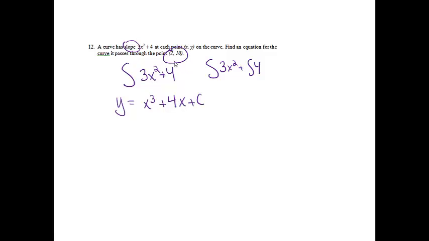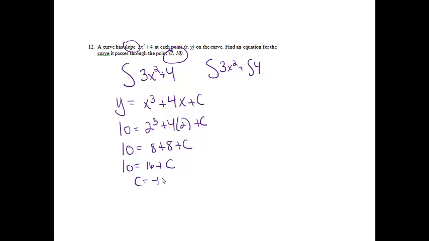And now we'll use the (2, 10) to find our c, so we'll get 10 equals 2 cubed plus 4 times 2 plus c, so we'll get 10 equals 8 plus c. We'll get 10 equals 16 plus c, so c will equal negative 6. So our curve will be y equals x cubed plus 4x minus 6.